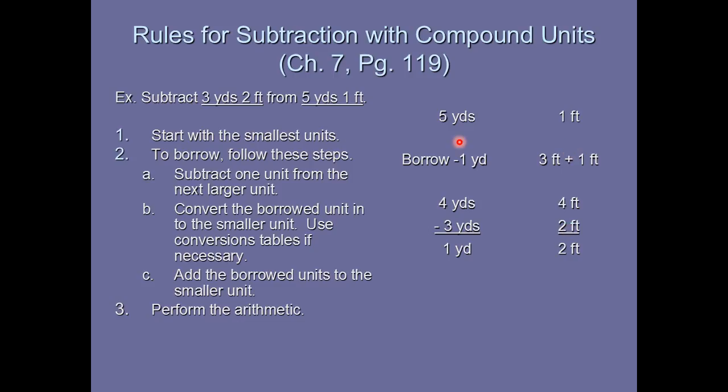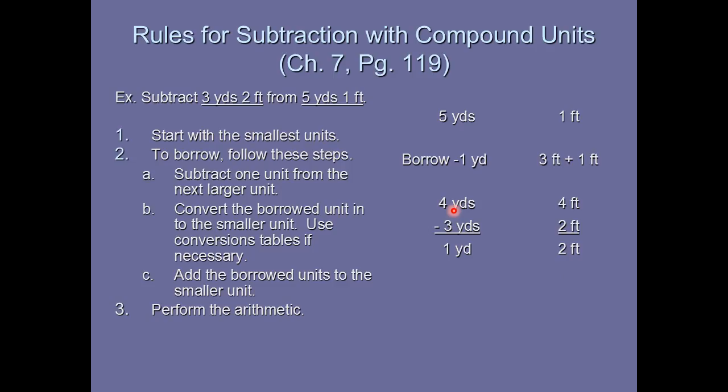So what you do is you borrow one yard from the next column. This decreases it down to 4 yards, whereas this becomes 3 feet plus 1 feet, because one yard equals 3 feet, which makes it 4 feet. Now it's easy, right? 4 feet minus 2 feet equals 2 feet. Regarding the yard column, you just subtract 3 yards from 4 yards, which makes it 1 yard.